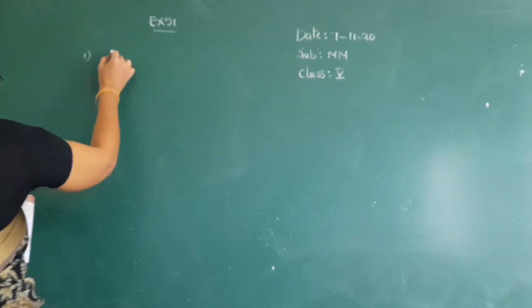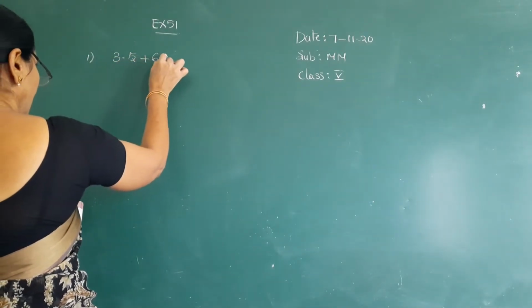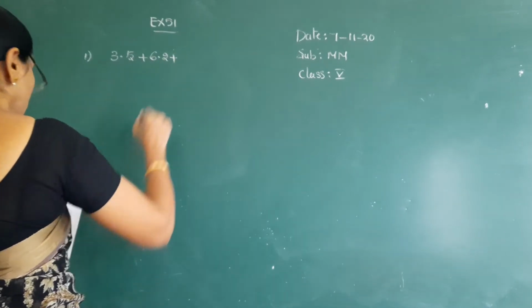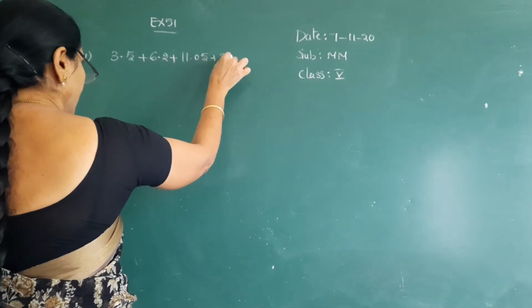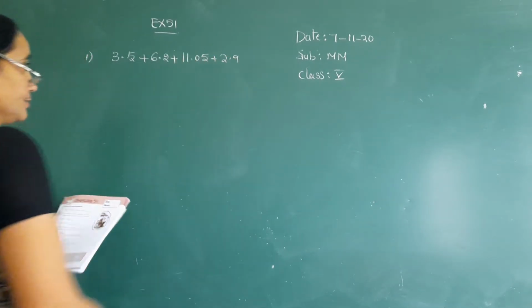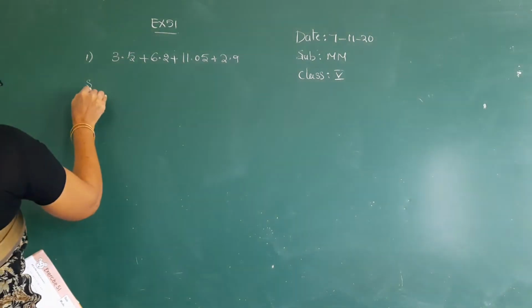See the first problem. Here they have given decimal numbers and they are asking to add. 6.2, 11.05, 2.9. See how to add the decimal numbers.